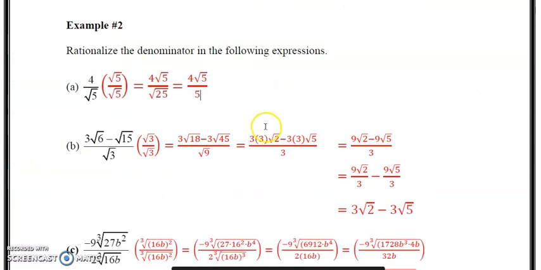Let's go back. Let's look at example B. This time we have a binomial over a monomial. It's no big deal. So the denominator is root 3, so we multiply by root 3 because the square root of 3 multiplied by the square root of 3 is the square root of 9, which is equal to 3. You do the numerator like we did earlier in multiplying radicals. So 3 root 6 multiplied by root 3 becomes 3 root 18. The 6 and 3 multiply together to give you 18, and 3 stays up front. Same deal. Then you've got the minus root 15 times 3 times the square root of 3.